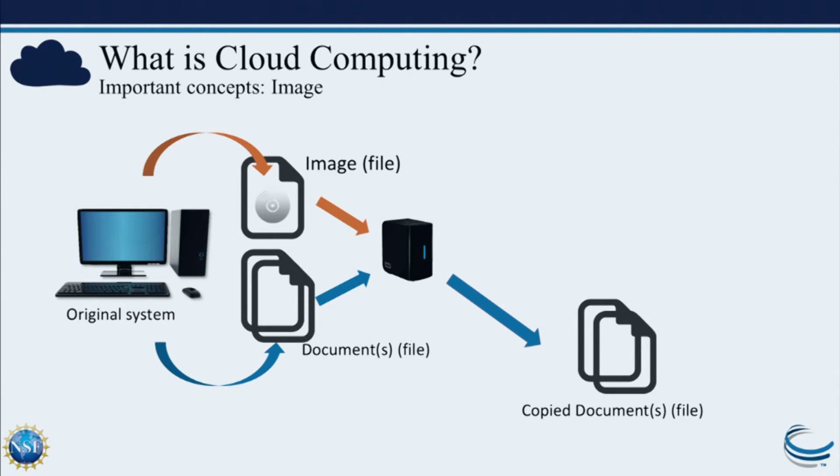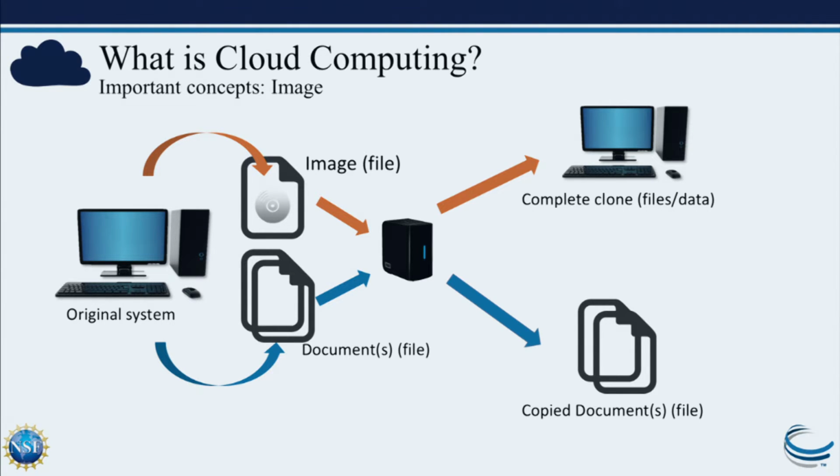So those documents, when you copy them off a hard drive, those are still documents, but an image file actually would really completely clone your new computer. So it's like a complete backup. It would restore everything. So that's what an image is. It's a collection of an operating system, data, everything.